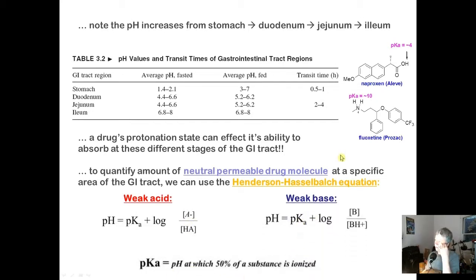For a weak base, and we could call this amine a weak base, the equation is just slightly different. What we're looking at here is B and BH plus. BH plus is going to be the protonated form. B is going to be the neutral form. And B is the one that's required to be neutral, and which would transition through one of these membranes, or one of these organs.